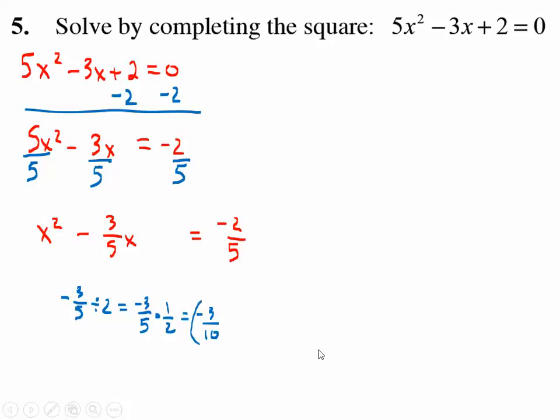Okay, negative 3/10, and then we're going to square this guy. So that guy's going to go over here. So with fractions, we multiply by 1/2 as opposed to divide by 2. Whew, how about 9/100ths? That has formed that perfect square trinomial. Alright, whatever we do to one side, we better do to the other. So how about 9/100ths to the other side?